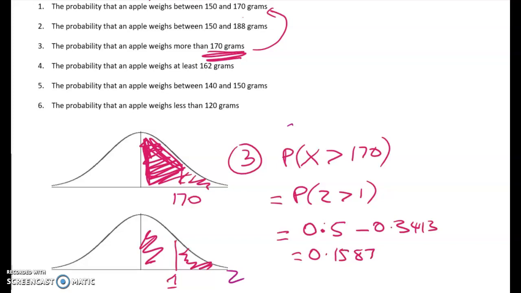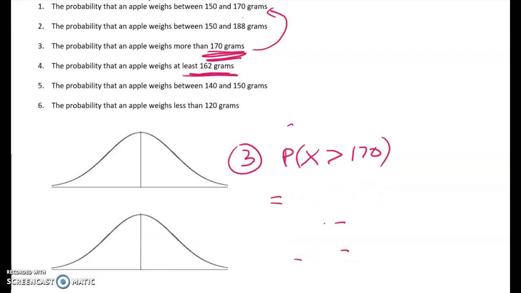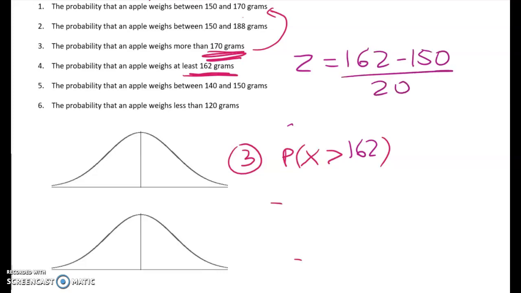Okay, next one, the probability that an apple weighs at least 162 grams. Well, that's very similar but we need to find a new Z value. I thought I'd give you a bit of Z value practice in this video. So let's change the picture. Always do your picture and colour it in. So we want the probability that X is greater than 162. So Z is equal to 162 minus 150, the mean, divided by 20. And that works out to be 12 over 20, so 0.6. So in my Z picture, I want the area above 0.6.